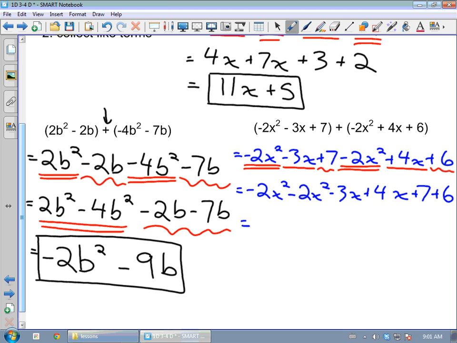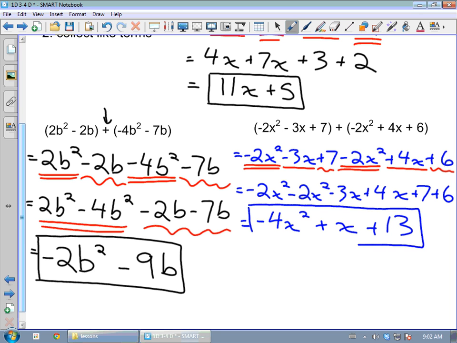What'd you get? Like that? Okay, yeah. Negative 2 minus 2 gives us negative 4, so we have negative 4x squared. Negative 3 plus 4 on our x's gives us, oh, wait, did I get this wrong? Negative 3 plus 4 gives us, is it going to be negative or positive 1? Positive 1. So this should be a positive right in there, and then 7 plus 6 gives us 13. Okay, and there we go.